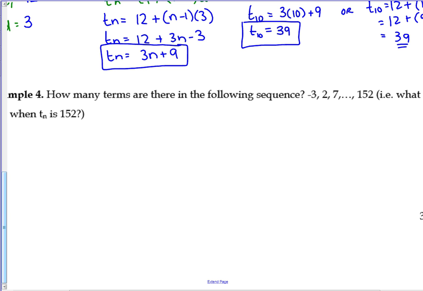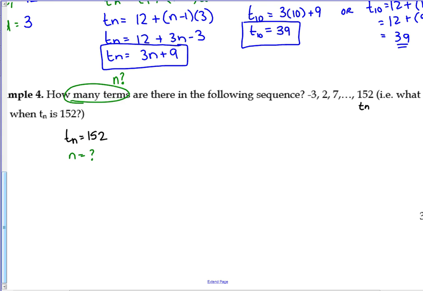How many terms are there in the following sequence? Okay, so tell me what you know here. Okay, you know T of n, which is 152. So you know the very last term. Because when it's asking for how many terms, they're looking for n. n is defined as the term number. So we want to know what term number is 152, and that will tell me how many terms we have. And so 152 is our last term, our T of n. We don't know what n is. That's what we're looking for.